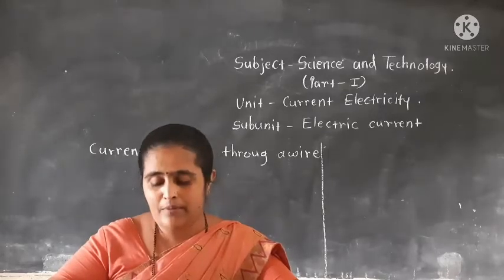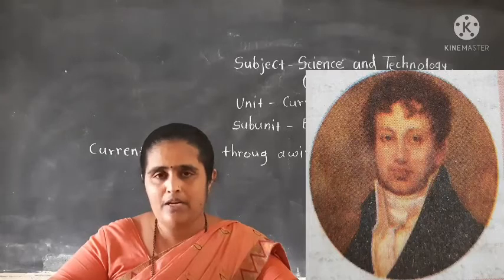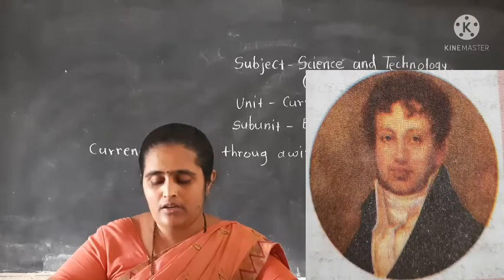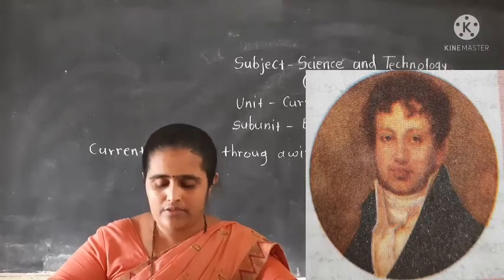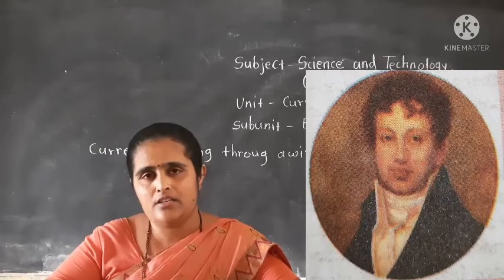The French mathematician and scientist Ampere conducted a number of experiments on electricity. Today we can measure the current flowing in a conductor only because of his work. The unit of current is called ampere.